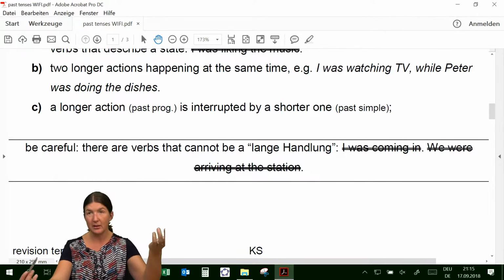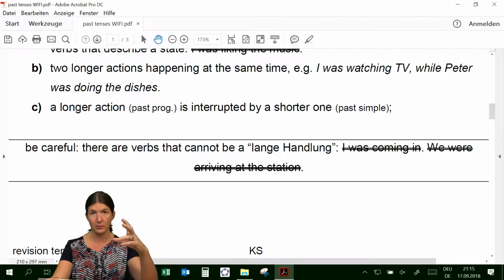So I was coming in, standard example. You can't really extend it that much. We were arriving at the station, to arrive, uncommon. That's usually a punctual, like that's one point in history and can't be a long action, really.